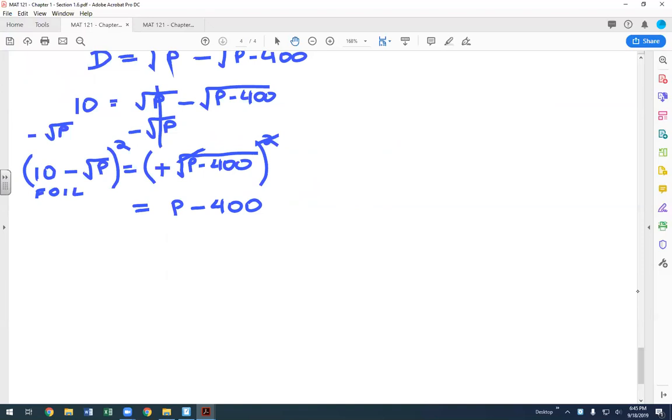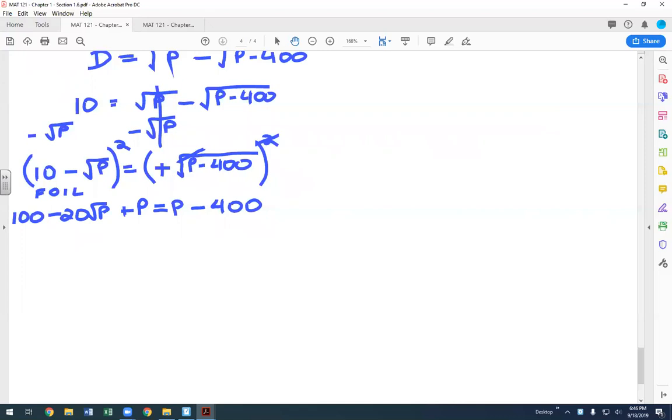10 times 10? 100. You are doing 10 times negative square root of p twice. So 10 times negative square root of p will give me negative 10 square root of p, and then I'm doing it 2 times. So 10 times 2 will give you negative 20 square root of p. And I will need to create some space in here. Square root of p times square root of p, because the square and the square root will cancel out.